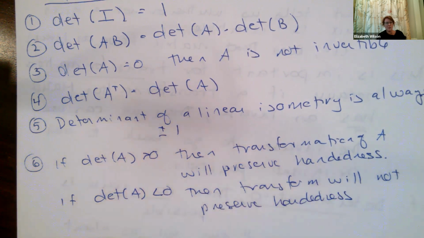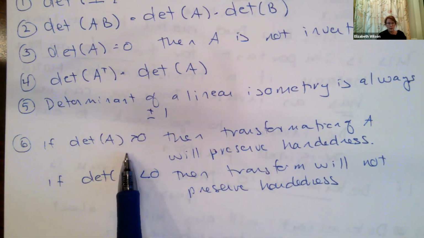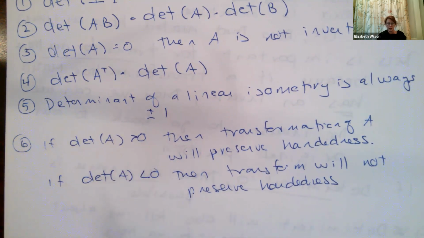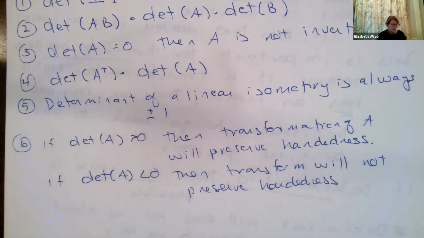We said this before, this is about the handedness, right? So if our determinant is positive, then the transformation represented by our matrix A will preserve the handedness. If the determinant is negative, then the transformation represented by A will not preserve our handedness. Okay? This is like rotation. This is like reflection, for example.